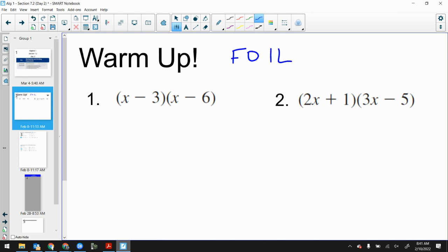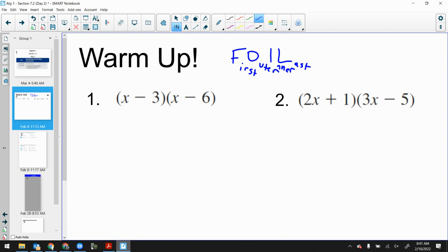Remember that it's just an acronym, just a fancy way to remind yourself how to use the distributive property with two binomials. F stands for first. O stands for outer. I stands for inner. L stands for last. First, outer, inner, last. First of the two binomials, the outer of the two binomials, the inner of the two binomials, the last of the two binomials. So let's write it all out here.